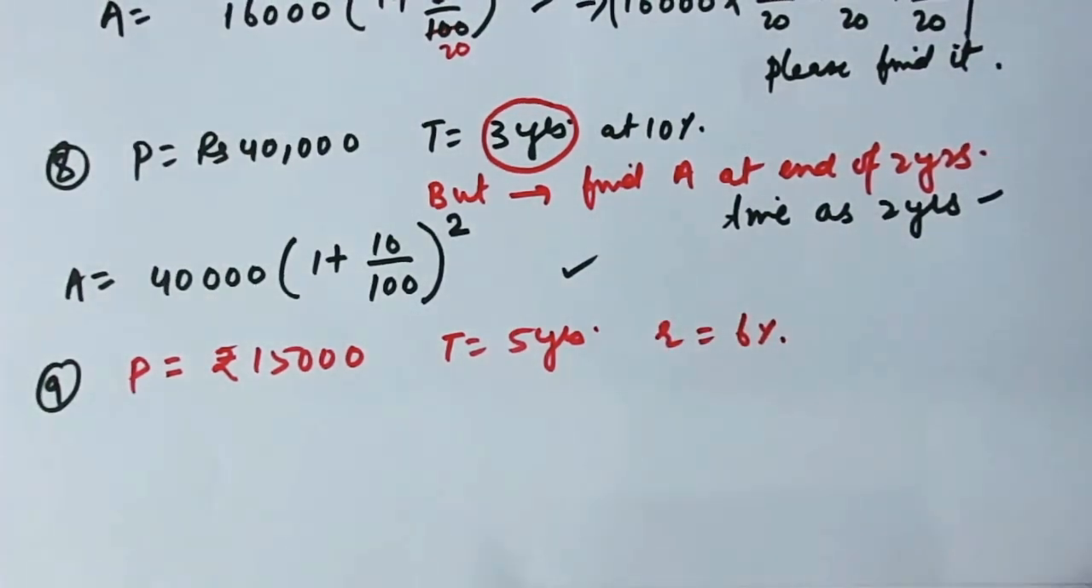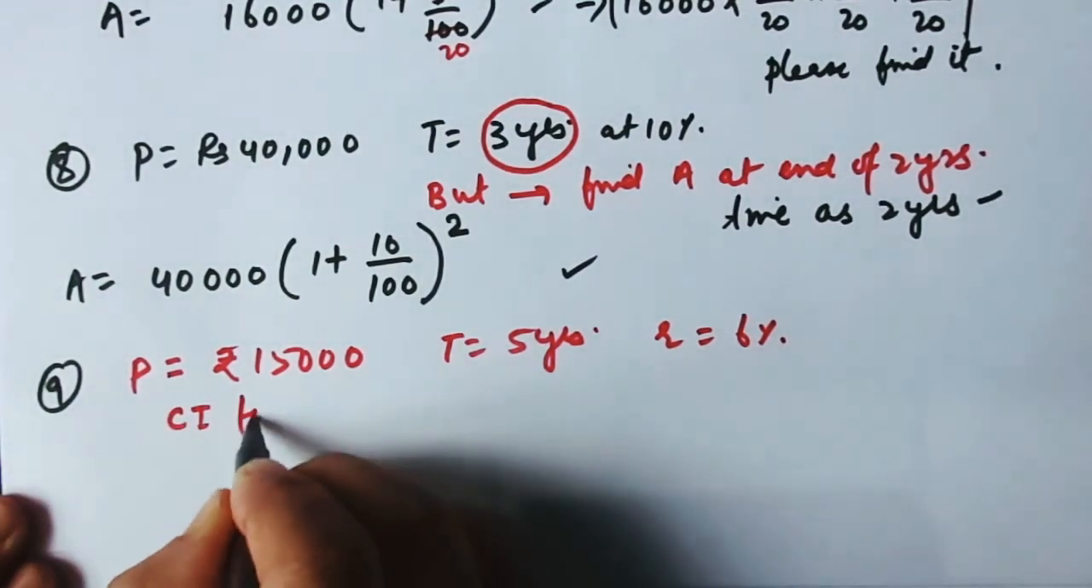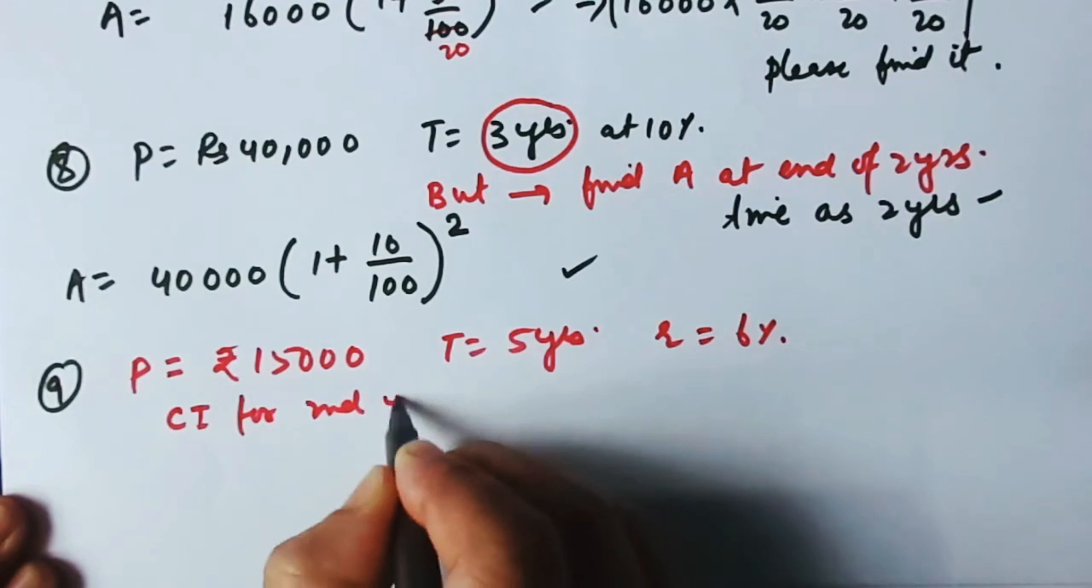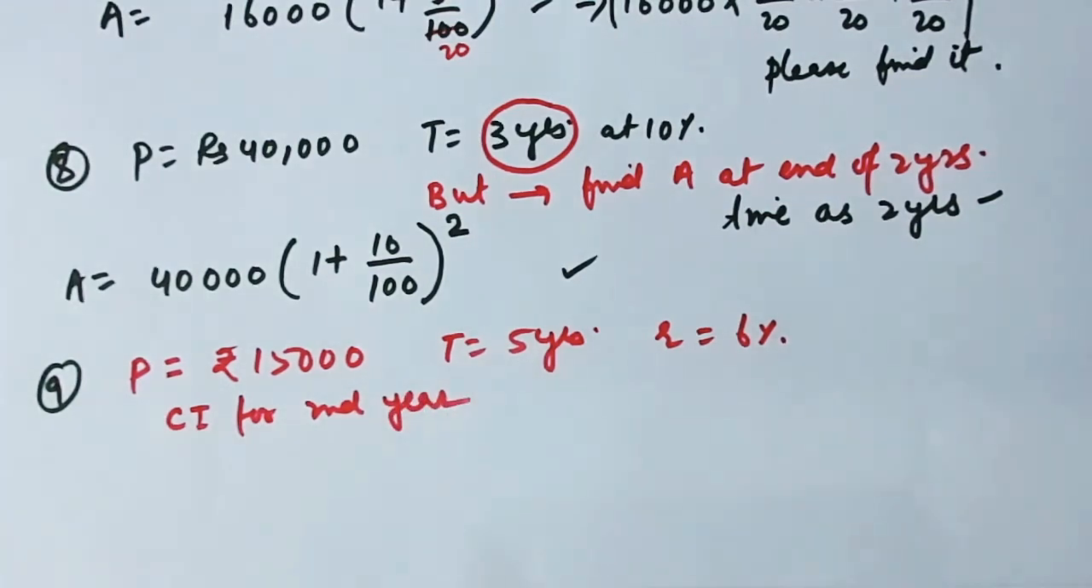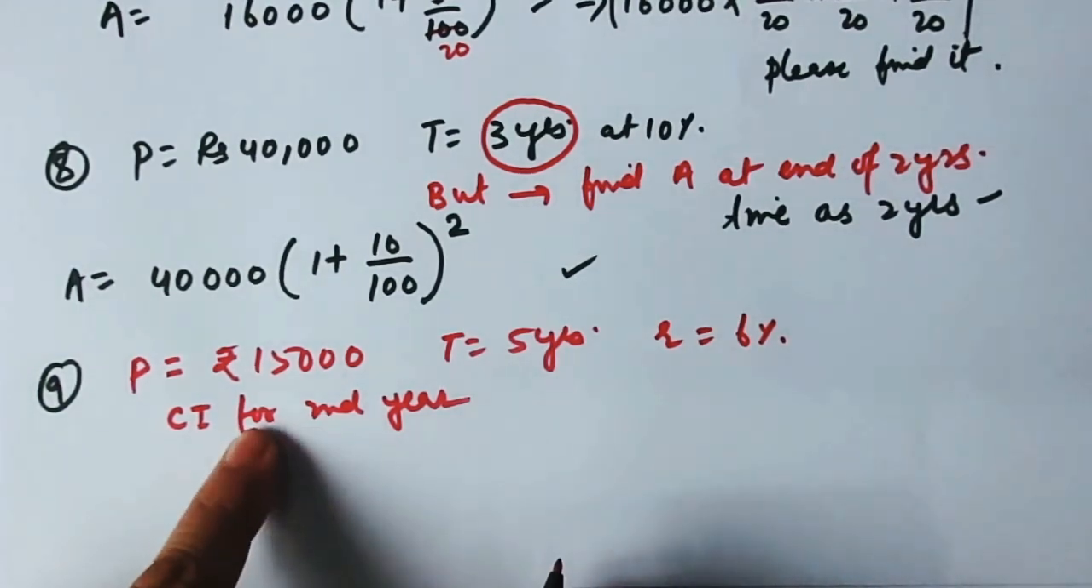What are they asking you? Find the compound interest for the second year. One minute. Find the compound interest for the second year, not the compound interest of 2 years. So for the second year, what do we have to do here?